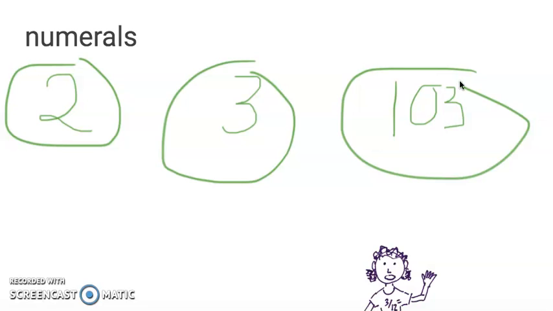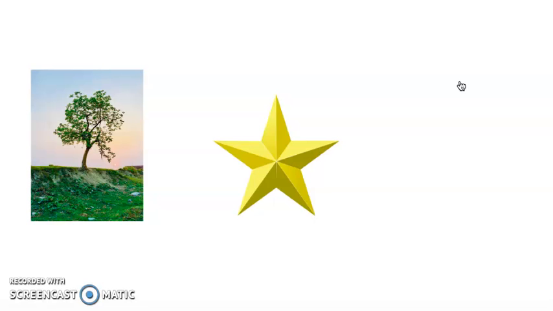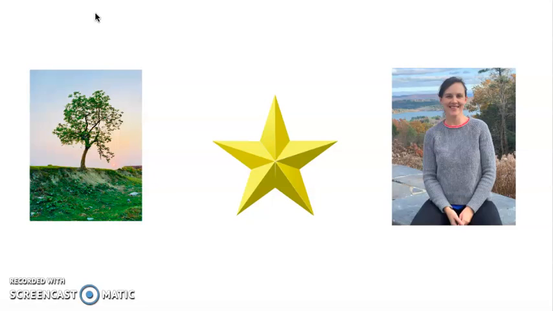Unfortunately, nobody really knows. That's right, no one is sure what a number is. After all, we can point to a tree and say, that's a tree, right? And we can point to a star and say, that's a star. And we can point to Janice and say, that's Janice. But we can't point to the number 3 and say, that's the number 3.